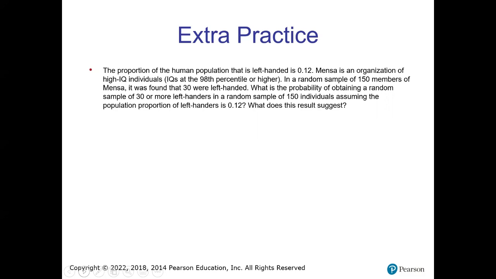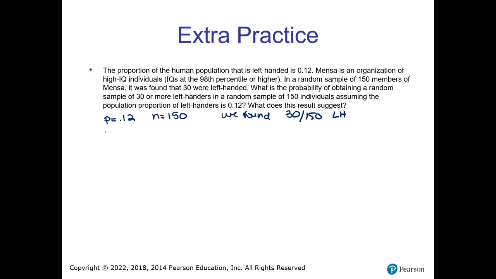All right, so lots of things going on here again. So let's write what we got. Our overall population proportion is 0.12. Our sample is 150 total. That's our sample size. And what we found is 30 out of 150 are left-handed. So what we're going to do is figure out how this value compares to the overall population. Is there something different with Mensa individuals and left-handed proportions?